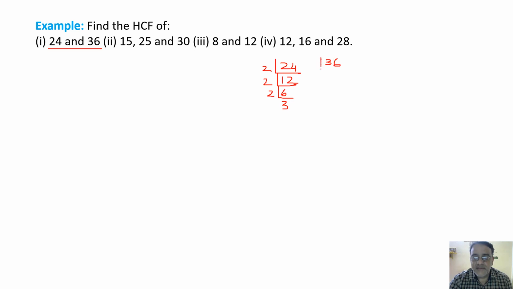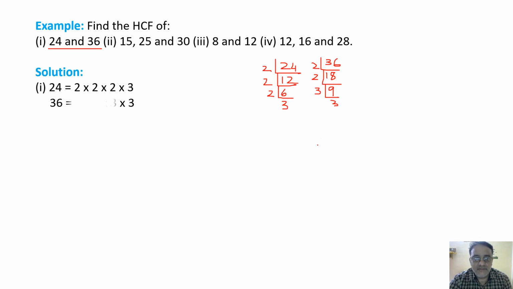36, you have to divide it by 2. You can tell me the answer. 18. Again divided by 2, 9. Then 3. Right. Okay, stop. So now 24 we can write as 2 into 2 into 2 into 3, and 36 we can write as 2 into 2 into 3 into 3.